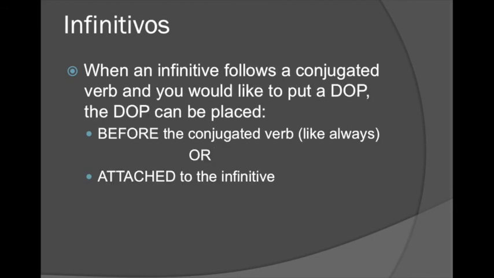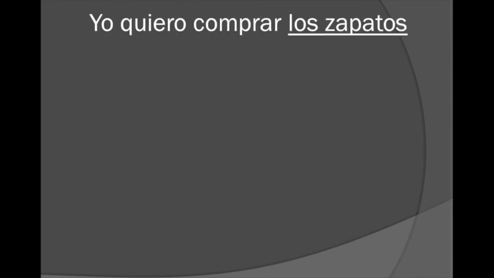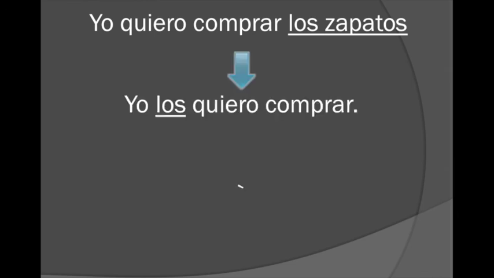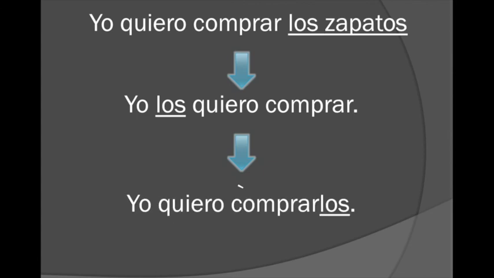So, when you have infinitives after conjugated verbs and you would like to use a direct object pronoun, the direct object pronoun has options now. You can put it before the conjugated verb, like always, or you can attach it to the infinitive. For example, if you have yo quiero comprar los zapatos, I want to buy the shoes, and you wanted to shorten it to I want to buy them, you change the word los zapatos to los, and you can put it before the conjugated verb, as in yo los quiero comprar, or quiero comprarlos, and it's just attached as one word. So you do have two options.